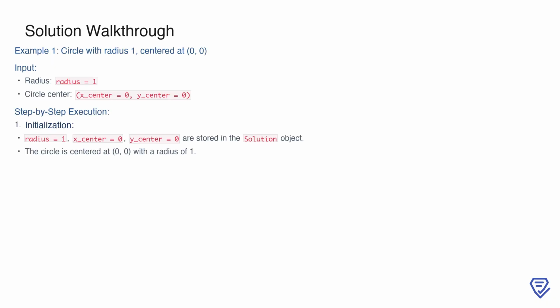Now, let's consider a circle with a radius of 2, centered at 1, 1. Again, the solution class is instantiated with the given parameters. The randPoint method starts by generating random offsets within the square bounding the circle. This square now spans from -2 to 2 in both directions relative to the circle's center, giving it a side length of 4. For instance, we might generate x_offset equals 1.5 and y_offset equals -1.8.